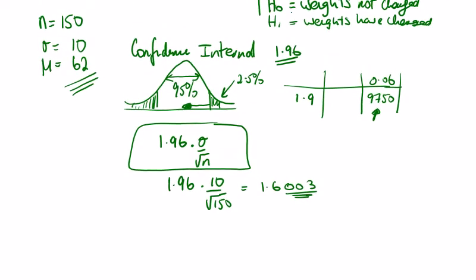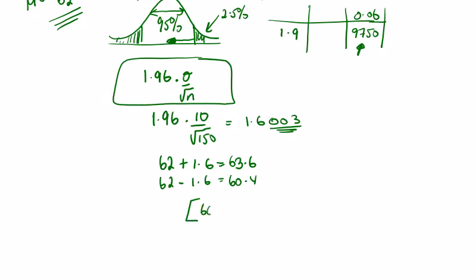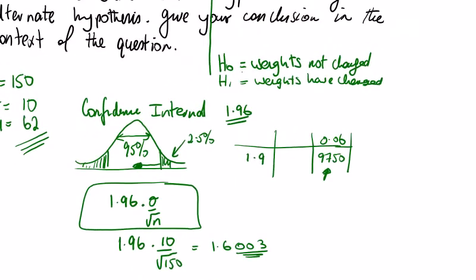So let's look at our 62. If I add 1.6 to my 62, I get 63.6. So this is my interval. We can say with 95% confidence the weights are between these two values. 62 minus 1.6 is going to give me 60.4. And we set up our confidence interval to say between 60.4 and 63.6. We can say with 95% confidence the average weight is between these values.